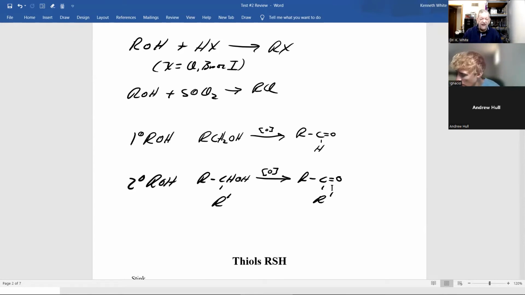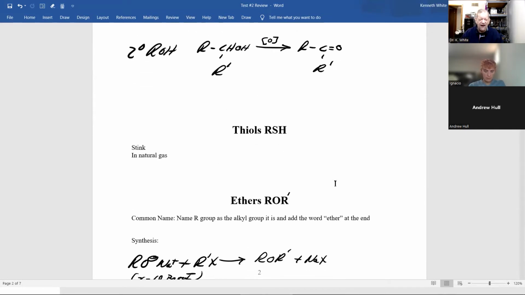Now, tertiary alcohols do not react, as you learned from the lab in alcohols, but I will never, ever put on a test or the final a reaction where the correct answer is no reaction. That will never, ever be an answer on my tests or finals, never. All right, let's move on.